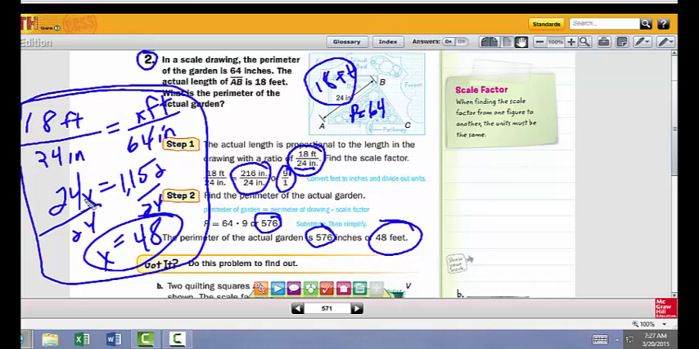I think this is a little bit more straightforward way to do the problem. You certainly may do it exactly like they show in the book. Please press pause and do letter B.